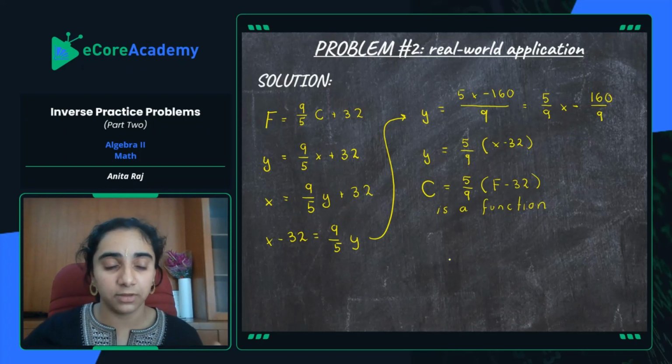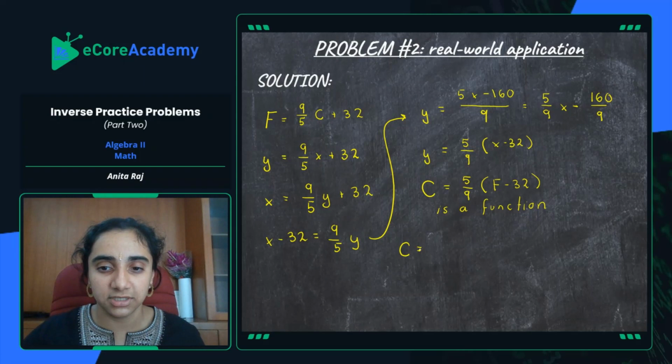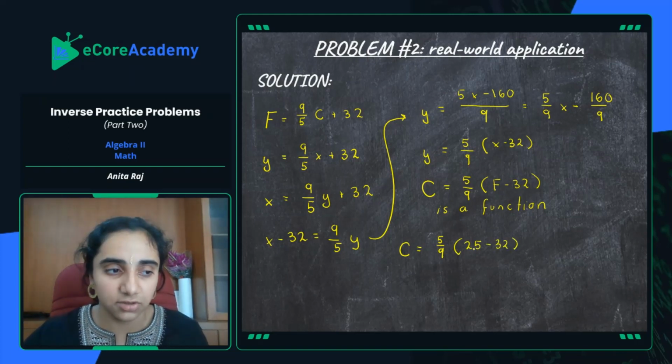The next part of the problem that we should quickly do is our input. We're being given Fahrenheit is 25 degrees. So we were trying to find Celsius. So let's use the formula we found. So C equals 5/9 times, we're going to input 25 for F, because that was what we were given in the problem on the last slide. We're just going to simply solve this.